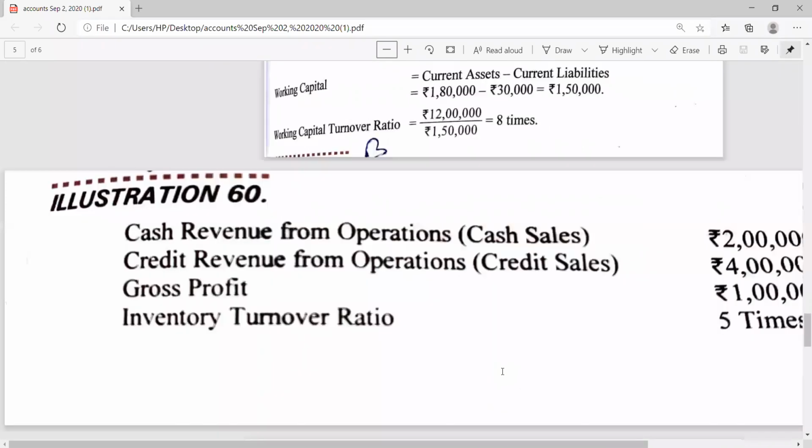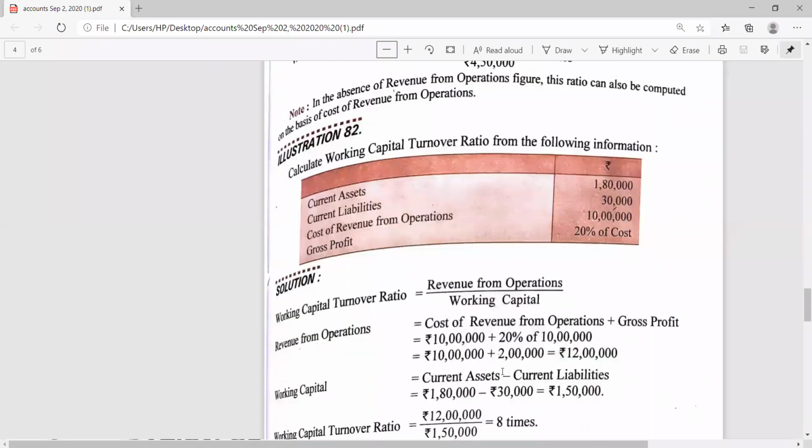That is all about the day that we had to discuss, and I have finished the inventory turnover ratio today. You have to complete your numericals up to the turnover ratio. Let's recall what we did. In turnover ratio, first of all, we did the inventory turnover ratio. Inventory turnover ratio is cost of revenue from operation divided by average inventory. Then we did the trade receivable ratio. Trade receivable is related to credit sale: credit revenue from operation divided by average trade receivable.